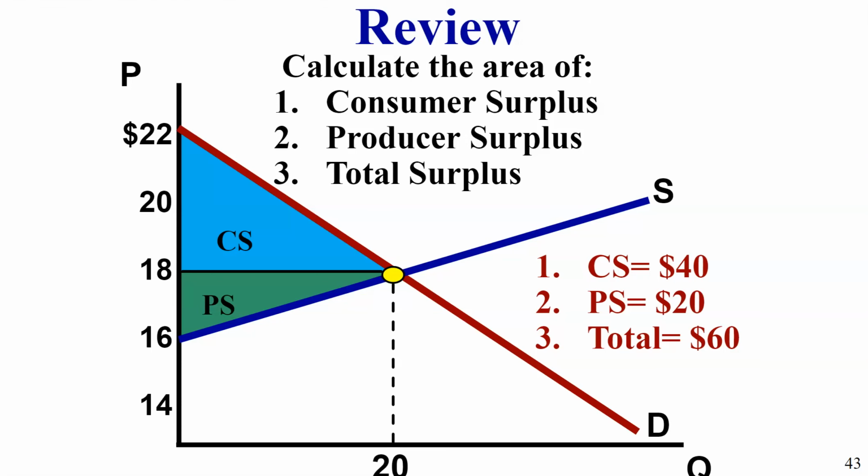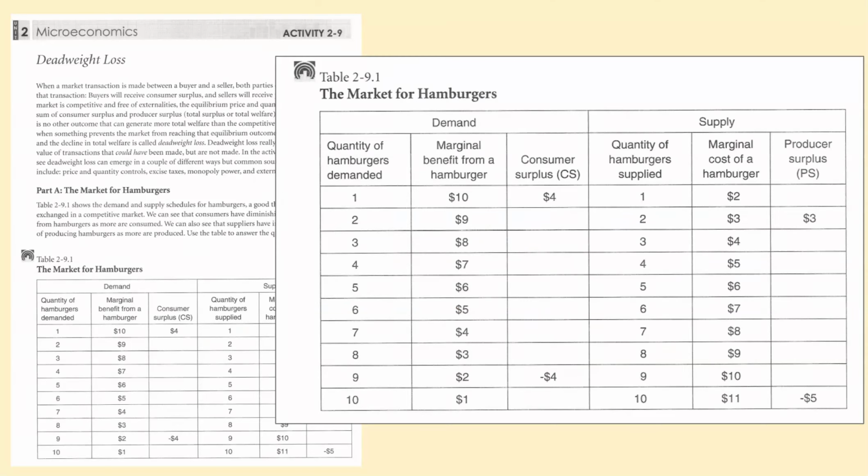Another activity that is helpful here is looking at deadweight loss. Activity 2-9, which is in the modules on my MCPS Classroom, is a great resource for looking at the willingness to pay and the willingness to sell, the consumer and producer surpluses that we see here, and adding them up for total surplus. So I do encourage you to check that out.